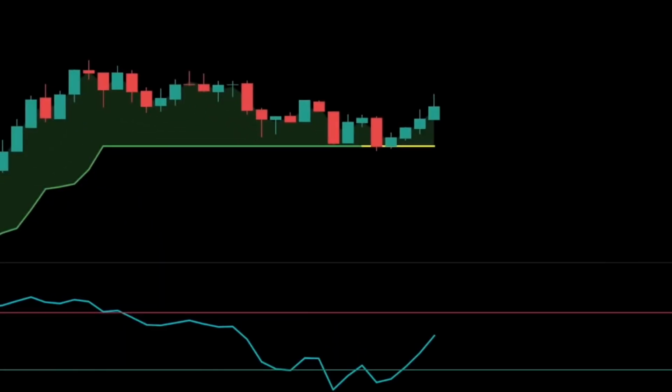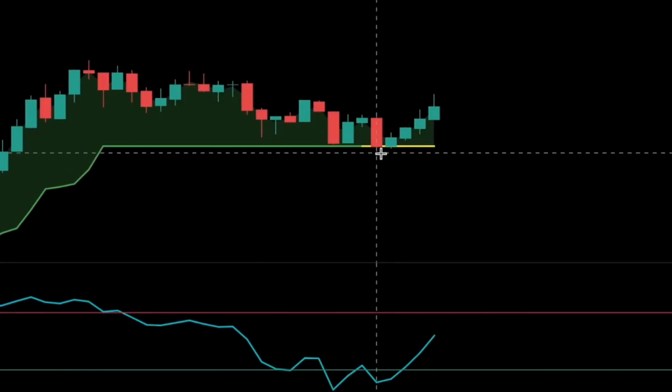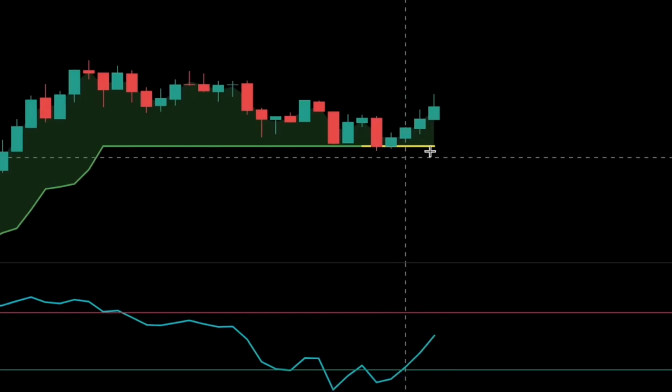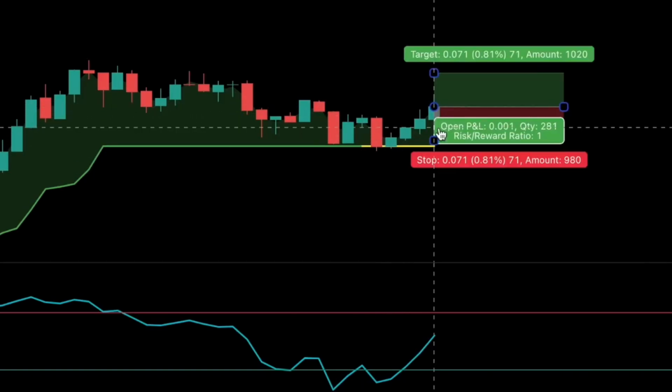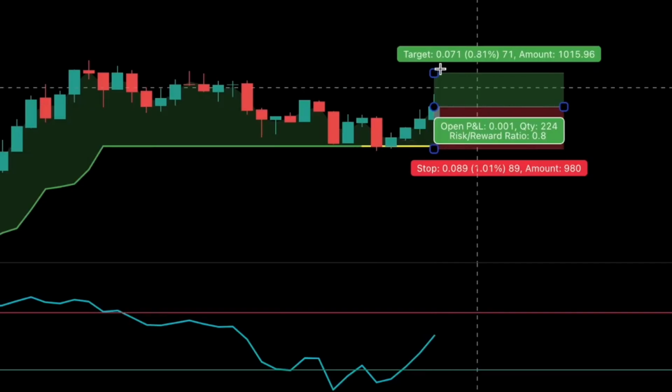For a long trade, the price must be above the SuperTrend. The market needs to pull back with the candlestick touching but not closing below the SuperTrend line. The CCI must show oversold conditions below -100. The CCI must then break above -100. Enter a long trade when a bullish candlestick closes above the most recent bearish one. Set your stop loss just below the SuperTrend line and aim for 1.5 times the risk.